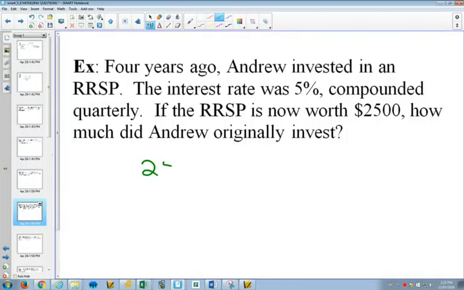It's now worth $2,500. We want to figure out how much he invested originally. So just see if you can plug the rest of the stuff into the equation. I'll give you a head start. 0.05 compounded quarterly.